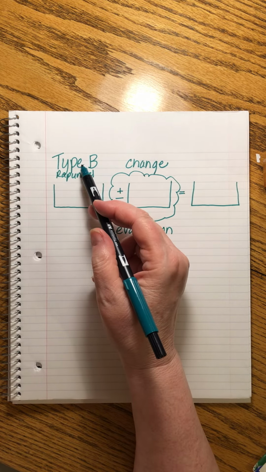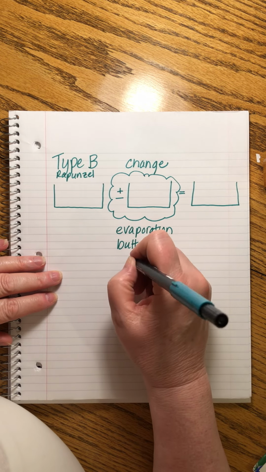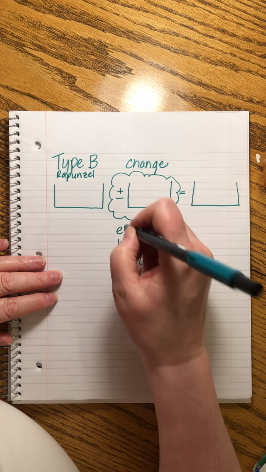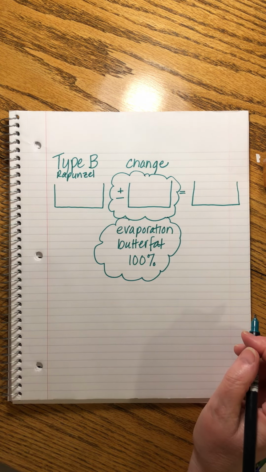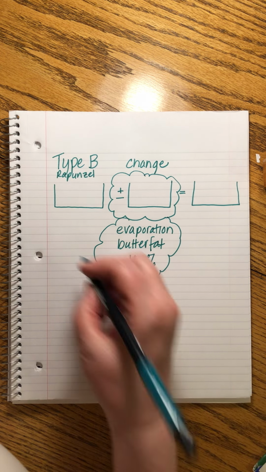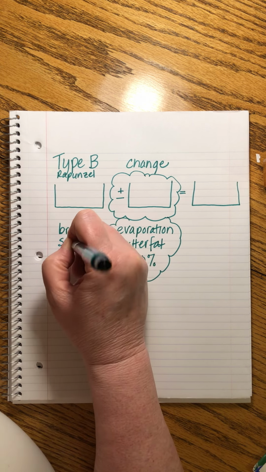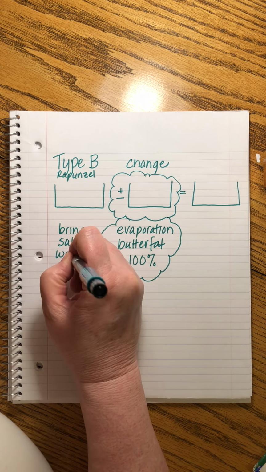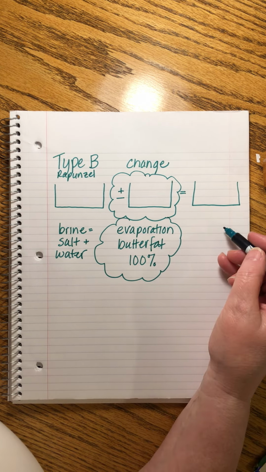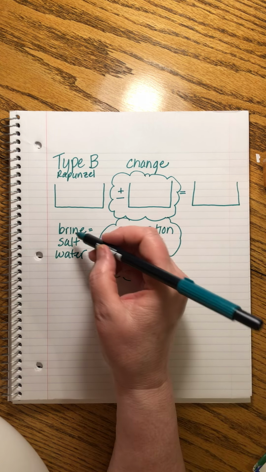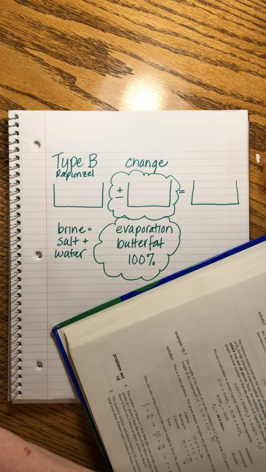These are the classic type B problems where we're making a change and the change will be 100%. We don't have a good example of that. So we don't need to worry about it too much. But we're starting with, for example, brine, right? Salt and water. And then we're evaporating it, which subtracts out water. And then we have a new saltier version of our brine.